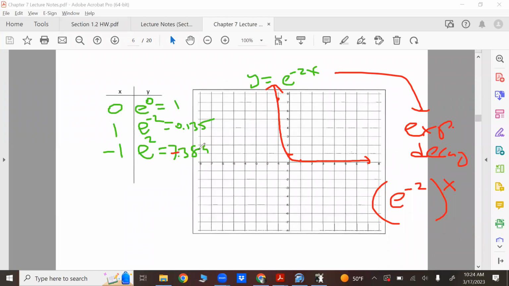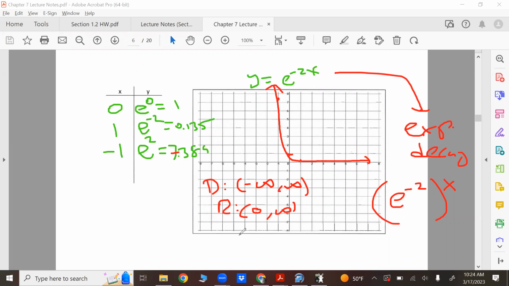Would domain and range be different at all? No, they'd be the same. Great observation, Charlie. They'd be totally the same; that would not change one bit. Unless I added a number to the outside, then it would shift vertically, and the horizontal asymptote would change.